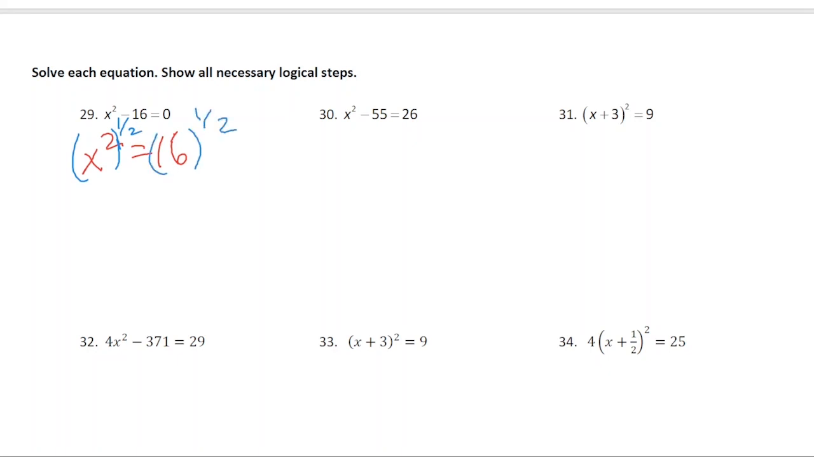Either way is fine, how you want to write that. So we get x equals the square root of 16, which is 4, but because we are taking the square root, or a 4th root, or a 6th root, or some even root, we do need to include the plus or minus.